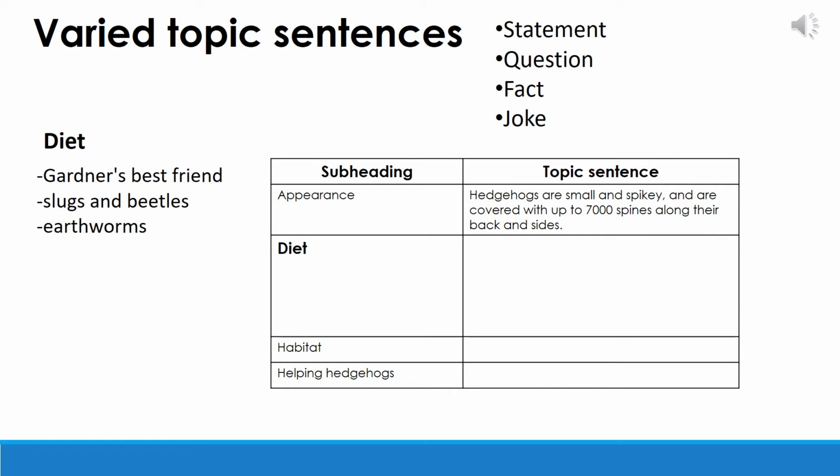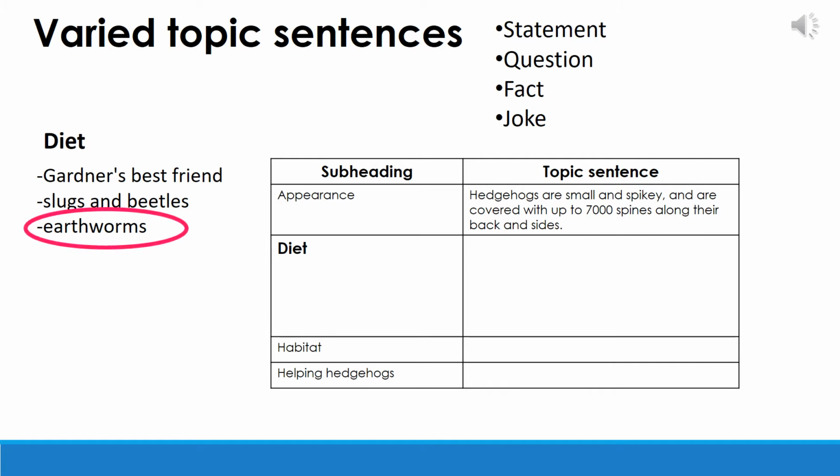For my next topic sentence about diet, I'm making sure I'm not using the same words at the beginning of the sentence. I don't want to see a paragraph's topic sentence saying hedgehogs and the next one saying hedgehogs are, hedgehogs will, hedgehogs see. We need to try and vary the beginning of our sentences as well, using different vocabulary.